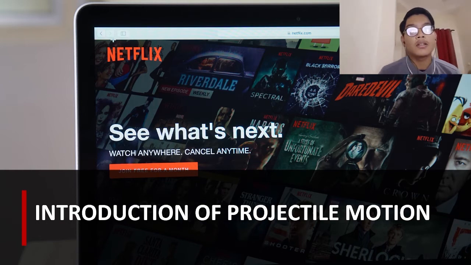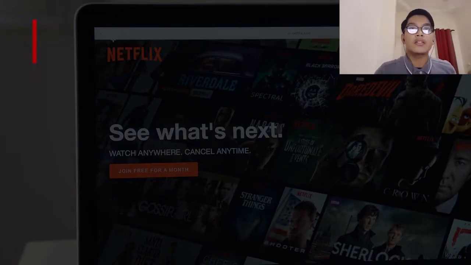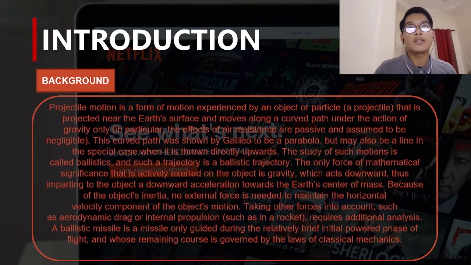Assalamualaikum warahmatullahi taala wabarakatuh. So in the next part we talk about the introduction of projectile motion. Projectile motion is a form of motion experienced by an object or particle that is projected near the Earth's surface. It moves along a curved path under the action of gravity. The effect of air resistance is passive and assumed to be negligible.